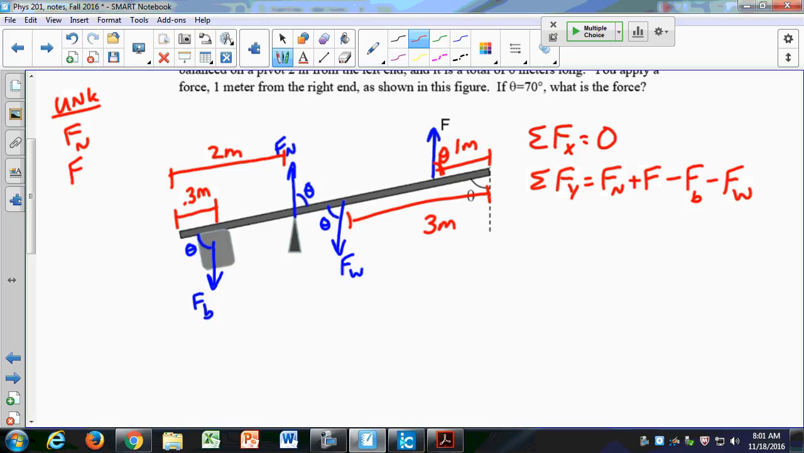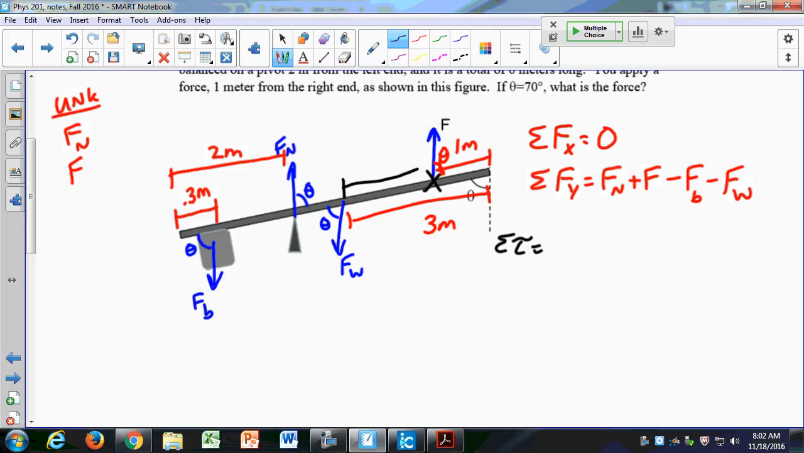In fact, any position is okay. But if we put it here or here, that'll make our solution a little bit easier. I chose to do it at F, but it doesn't really matter what you choose. I'm going to put my axis of rotation right there. Now let's do our sum of the torques. I'm going to identify which forces provide torques. It's only Fw, Fn, and Fb.